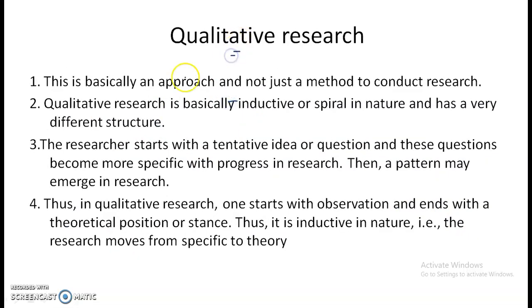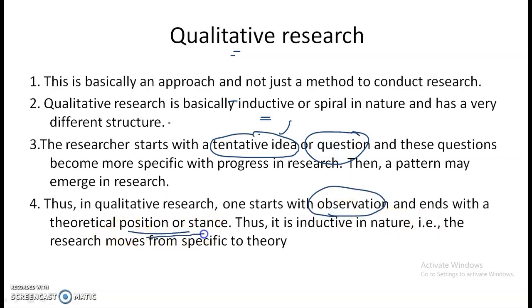And coming to the qualitative type of research, it is basically inductive or spiral in nature. A very different structure is there, and the researcher starts with one tentative idea or tentative question. Here the researcher starts with a tentative idea, question or some kind of observation and ends with a theoretical position or stance. So here we are not going to collect numerical data or deal with numerical things. We start with one idea, question or observation, and end up with theoretical conclusions.